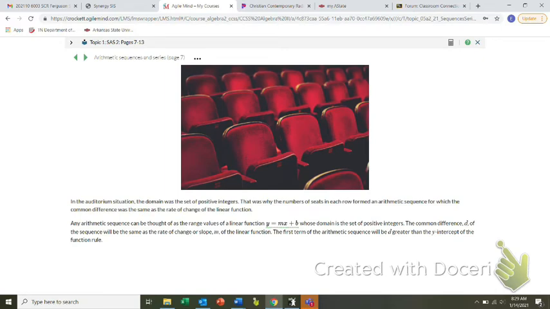And it says it right here on the next page. The common difference D of the sequence will be the same as the rate of change or slope m in the linear function. Okay, so just jot that down somewhere on number 6.